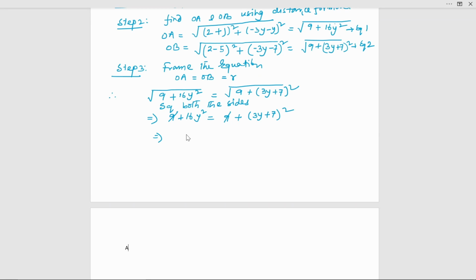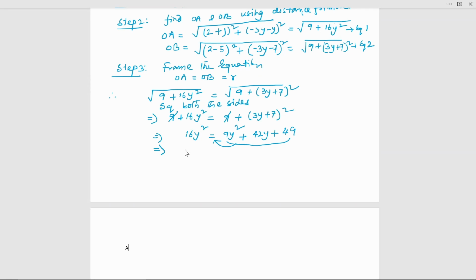So we are having 16 y square equal to 9 y square. If I expand this, a plus b whole square plus 7 into 3 into 2 will give me 21 into 2, 42 y, plus 7 square is 49. Now we are taking all this value towards the left hand side.